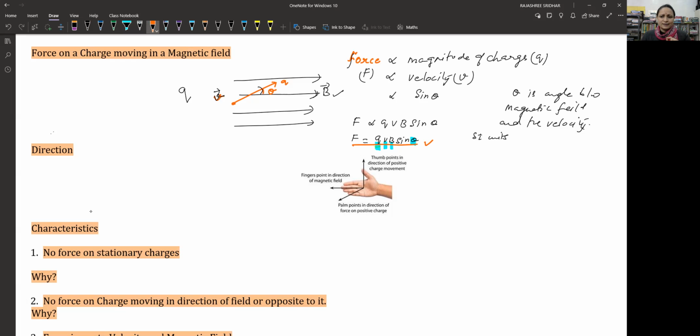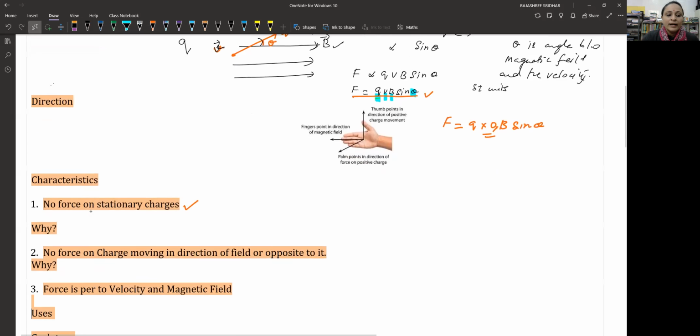Will the charge, if it is at rest, experience this force or not? No, it will not experience any force. Why? Because in this formula, if you put F equals Q into 0 into B into sine theta, anything multiplied by 0 is 0. So if a particle is at rest, it will experience no force whatsoever.